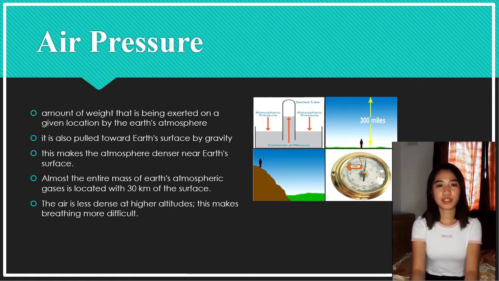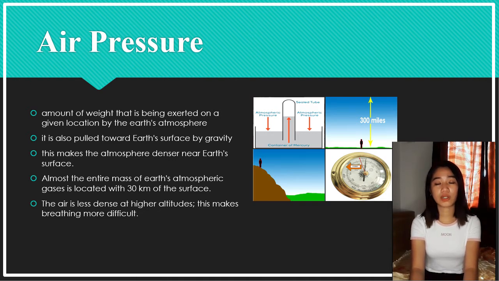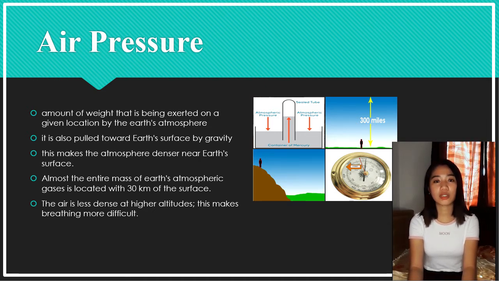Hi there, Mylene here from Group 2, and today we're going to talk about one of the oldest forms of trying to reliably predict the weather, more or less, and that is by measuring the amount of air pressure over a given location. When we're talking about air pressure, we're talking about the amount of weight being exerted over a given location by the Earth's atmosphere.